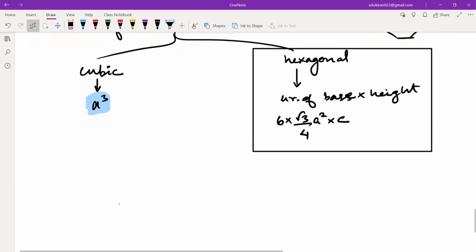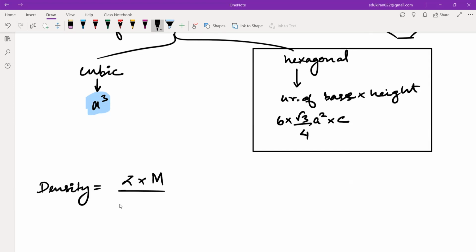Now we have the density formula. So you can write density is equal to the mass of unit cell, which is equal to Z into M upon NA. And what is the volume here? Volume is a cube. So the density of a unit cell will be equal to Z into M upon a cube into NA.